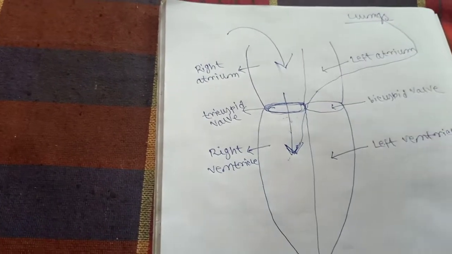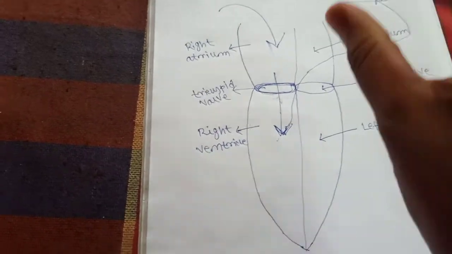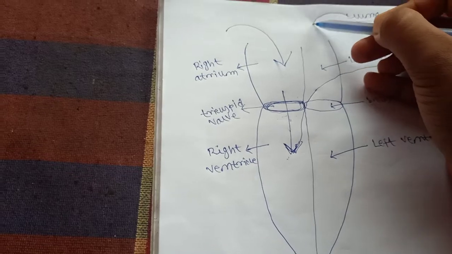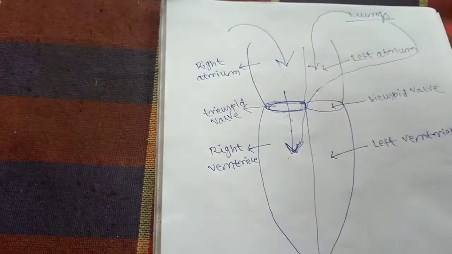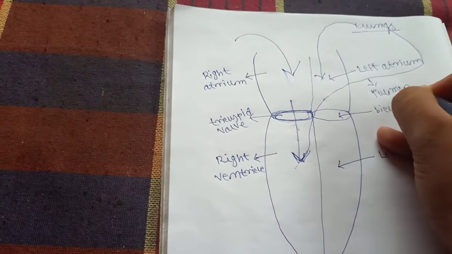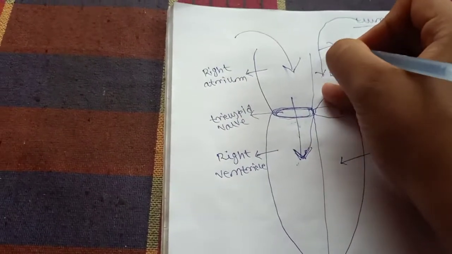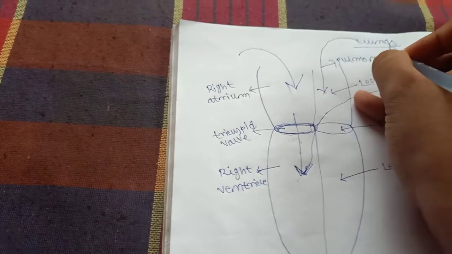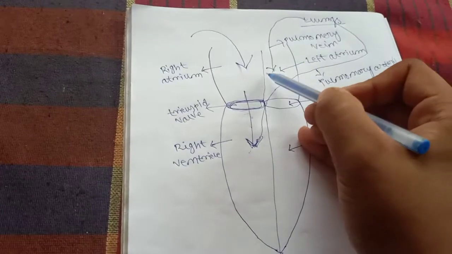When we breathe, the oxygen in the lungs helps the blood to become completely oxygenated, and from the lungs this blood enters the left atrium through the pulmonary vein. So this is the pulmonary artery, and this is the pulmonary vein. Okay guys, so blood has flowed here into the left atrium.